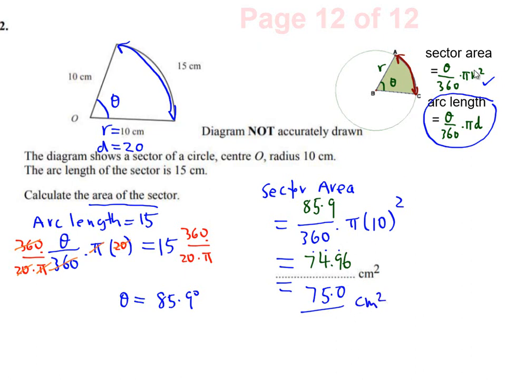Have another look at this. First, you need to remember this formula you use for sector area, which is theta over 360 pi r squared. Arc length, theta over 360 but times pi d. Since you are unable to find the sector area directly because you haven't got the angle, you need to make use of the arc length formula to help you find the value of theta. Okay?